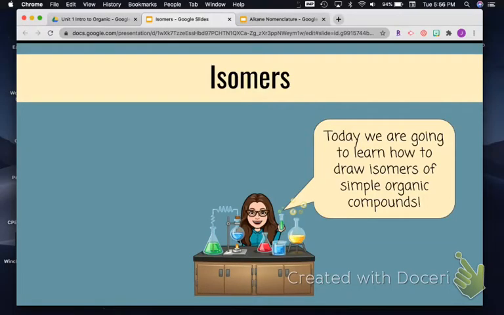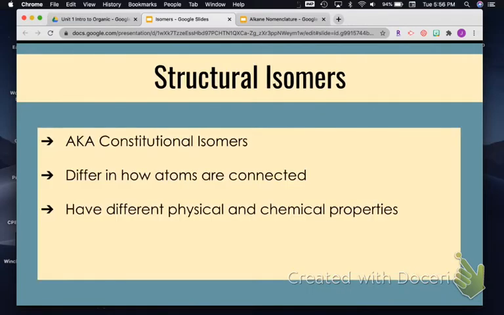Today's lesson, we're going to learn how to draw isomers of simple organic compounds. The types of isomers that we're going to discuss today are called structural isomers, or they could also be called constitutional isomers. Constitutional isomers differ in how atoms are connected, and we're going to look at some examples of what that actually means. They also have different physical and chemical properties.